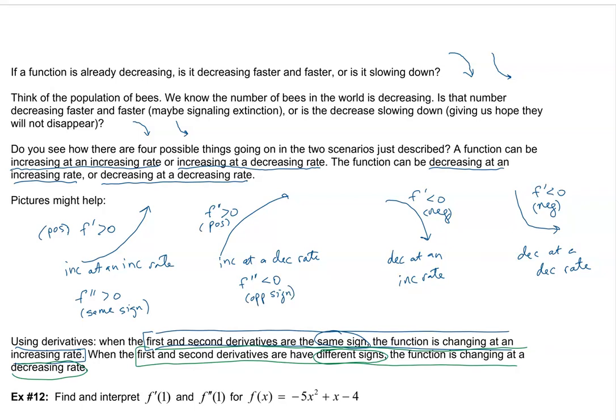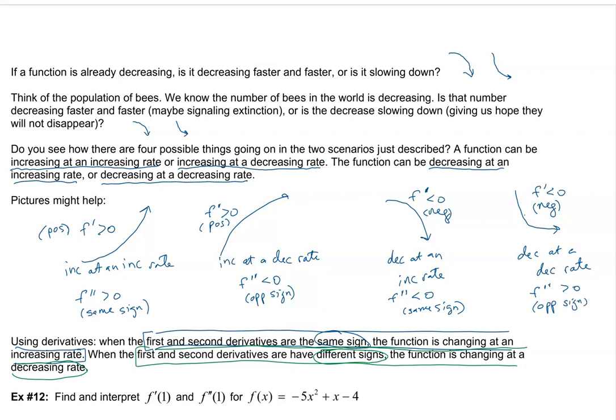In my third graph, because it's decreasing, the first derivative is negative, guaranteed. But because it's decreasing at an increasing rate, like a snowball, then the second derivative is the same sign. It's also negative. And when the first derivative is negative, but we're decreasing at a decreasing rate, it's getting less steep, then the second derivative has to be the opposite sign. So the second derivative would be positive.